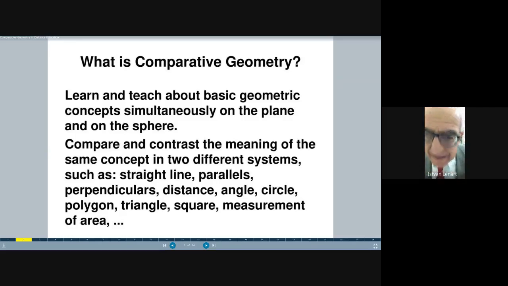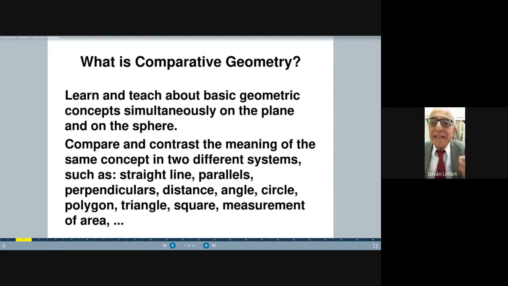Comparative geometry means that from a very, very young age, even from kindergarten, you teach the kids not only one way of geometry, one system of geometry, Euclidean geometry, basically on the plane or in three-dimensional space, but you teach two different systems of geometry. And in this case, you can choose a lot because there are dozens of geometries. But of course, we start with the two simplest ones, so to speak. One is geometry of the plane, and the other is geometry on the spherical surface.